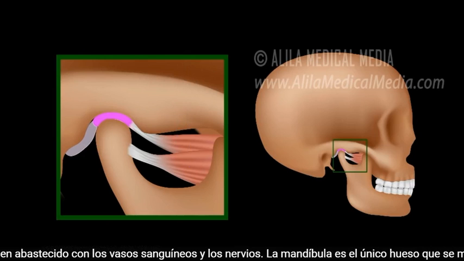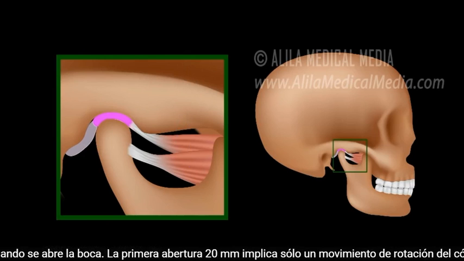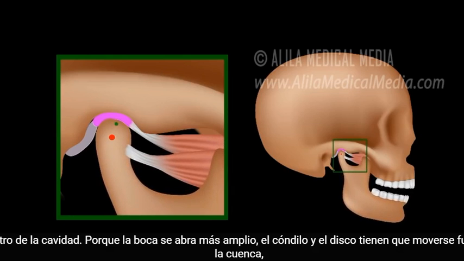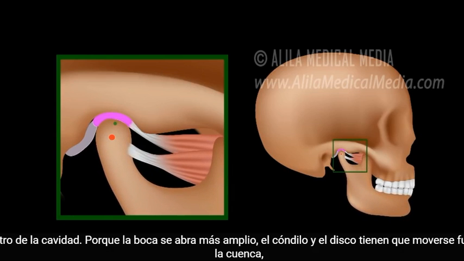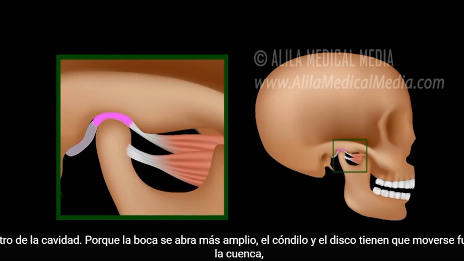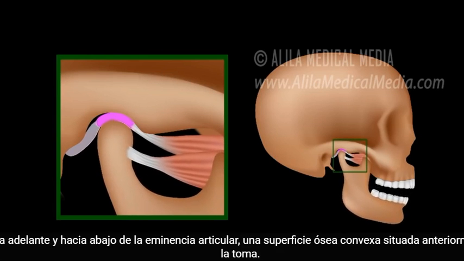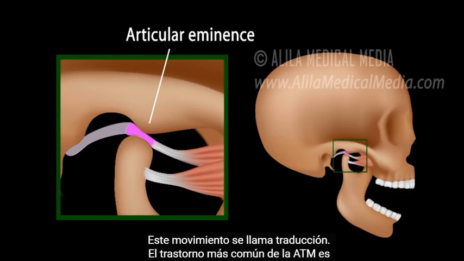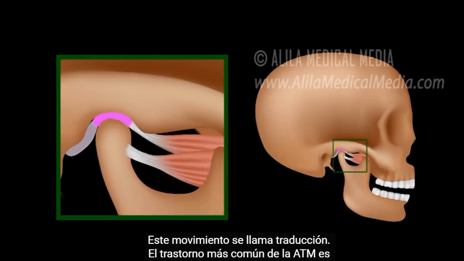The mandible is the only bone that moves when the mouth opens. The first 20 millimeters of opening involves only a rotational movement of the condyle within the socket. For the mouth to open wider, the condyle and the disc have to move out of the socket, forward and down the articular eminence, a convex bone surface located anteriorly to the socket. This movement is called translation.